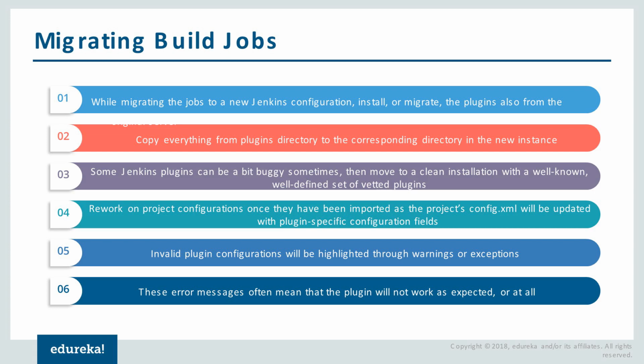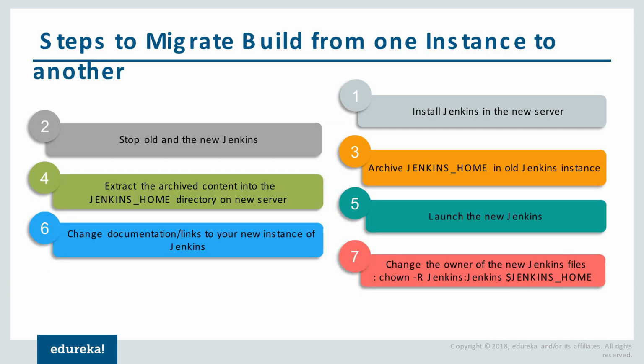Jenkins is smart enough to let you know if there is anything wrong with the plugin configuration. So then you can take action on it. You can remove it, you can reinstall it. You can simply remove the plugin and then do a fresh installation. It should take care of the details. These error messages often mean that the plugin will not work as expected or it will not work at all. So as I said, in those situations, the best way would be to just go ahead and remove the existing plugin and do a fresh reinstallation, which in most cases will take care of the problem.